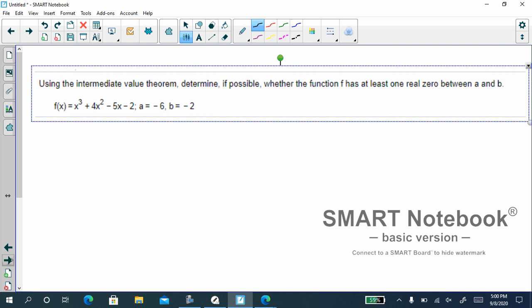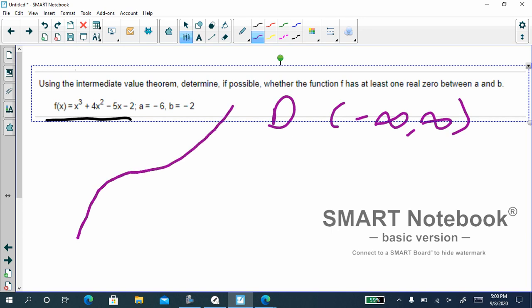Now, real quickly, the intermediate value theorem says that if we have a function, particularly in this case, a polynomial, polynomials are continuous. Their domain is all real numbers, meaning that when we graph them, there are not going to be any holes or any jumps or anything like that. So we're going to have a continuous function with no breaks in it.